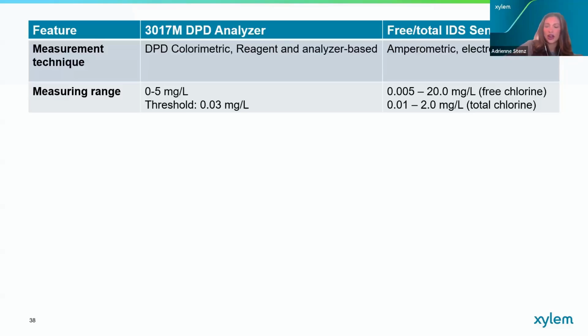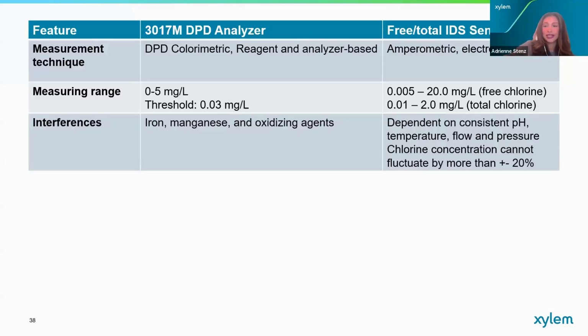For amperometric sensors, there are 3 versions available. 0 to 2 milligrams per liter free chlorine, which has an accuracy of 0.005 milligrams per liter, or 0 to 20 milligrams per liter free chlorine, which has an accuracy of 0.01. So a larger measuring range is available for free chlorine and at a higher sensitivity with amperometric sensors. For total chlorine, these amperometric sensors are available from 0 to 2 milligrams per liter with an accuracy of 0.01. So a smaller measuring range for total chlorine when compared to DPD analyzers.